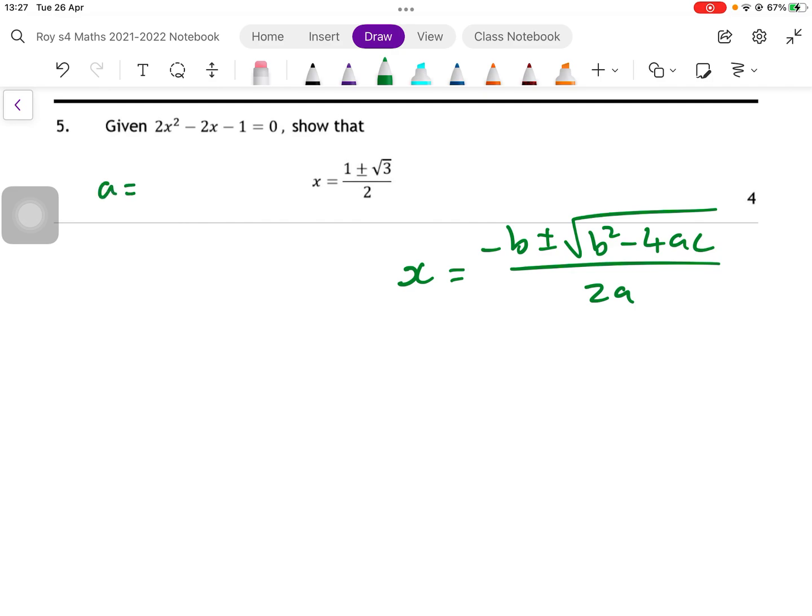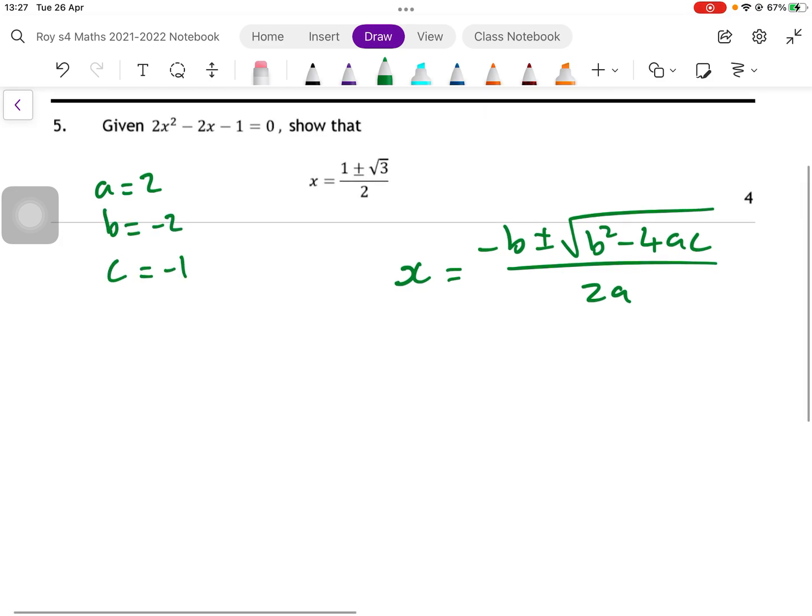So 2x squared, so a is 2. Negative 2x, so b is negative 2. And negative 1, so c is negative 1. So let's copy this out again, but substitute in the values.